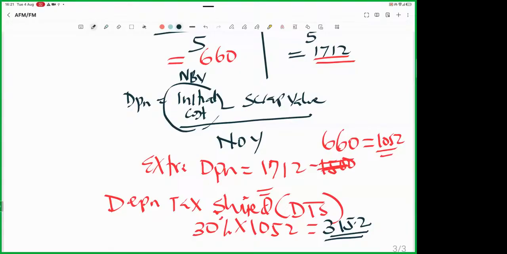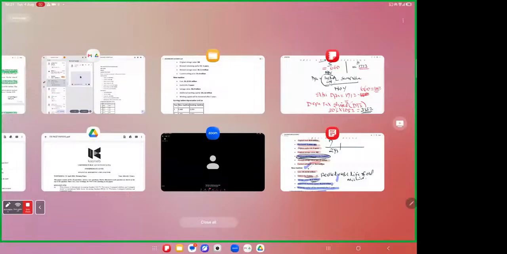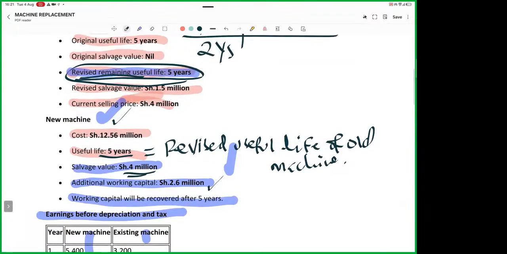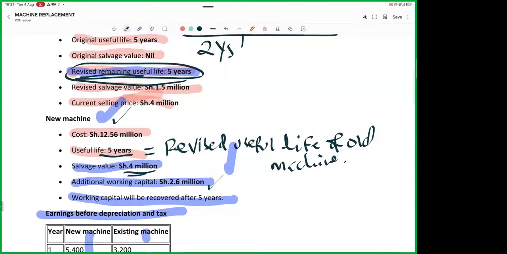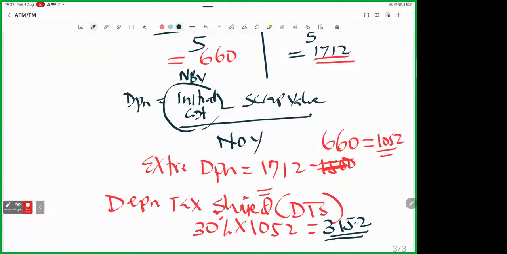0.6, not 2, sorry. 0.6, I haven't understood that. Admin, please ask again, the last DTS. Sorry, I would want us to move slowly. So it's supposed to be 315.6. Sorry.